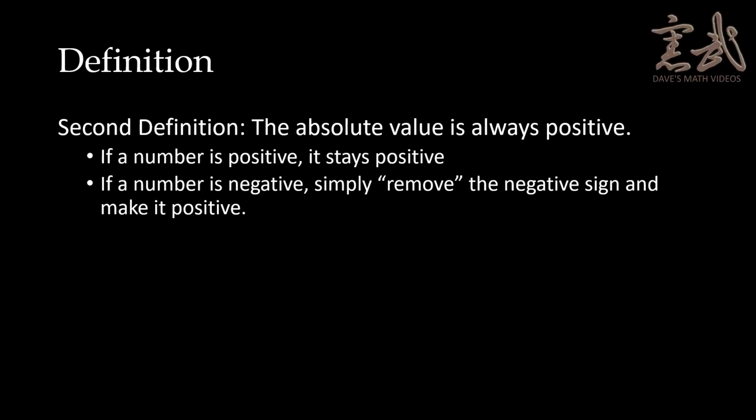A different way to think about it is that the absolute value is always positive. If a number is positive, it stays positive. If a number is negative, you simply remove the negative sign and make it positive. What does this mean? Well, if I want to find the absolute value of 12, the absolute value of positive 12 is 12. Nothing will happen to it. However, if I want to find the absolute value of negative 12, I simply remove the negative sign and make it positive. So the absolute value of negative 12 is positive 12.